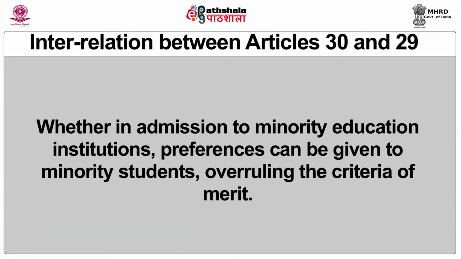The interrelationship between Articles 29(2) and 30 has been the subject of controversy in many cases. Some authors call this relationship paradoxical, generating confusions like: can minority educational institutions deny admission to any student on the basis of religion or language? Whether in admission to minority educational institutions, preferences can be given to minority students, overruling the criteria of merit?